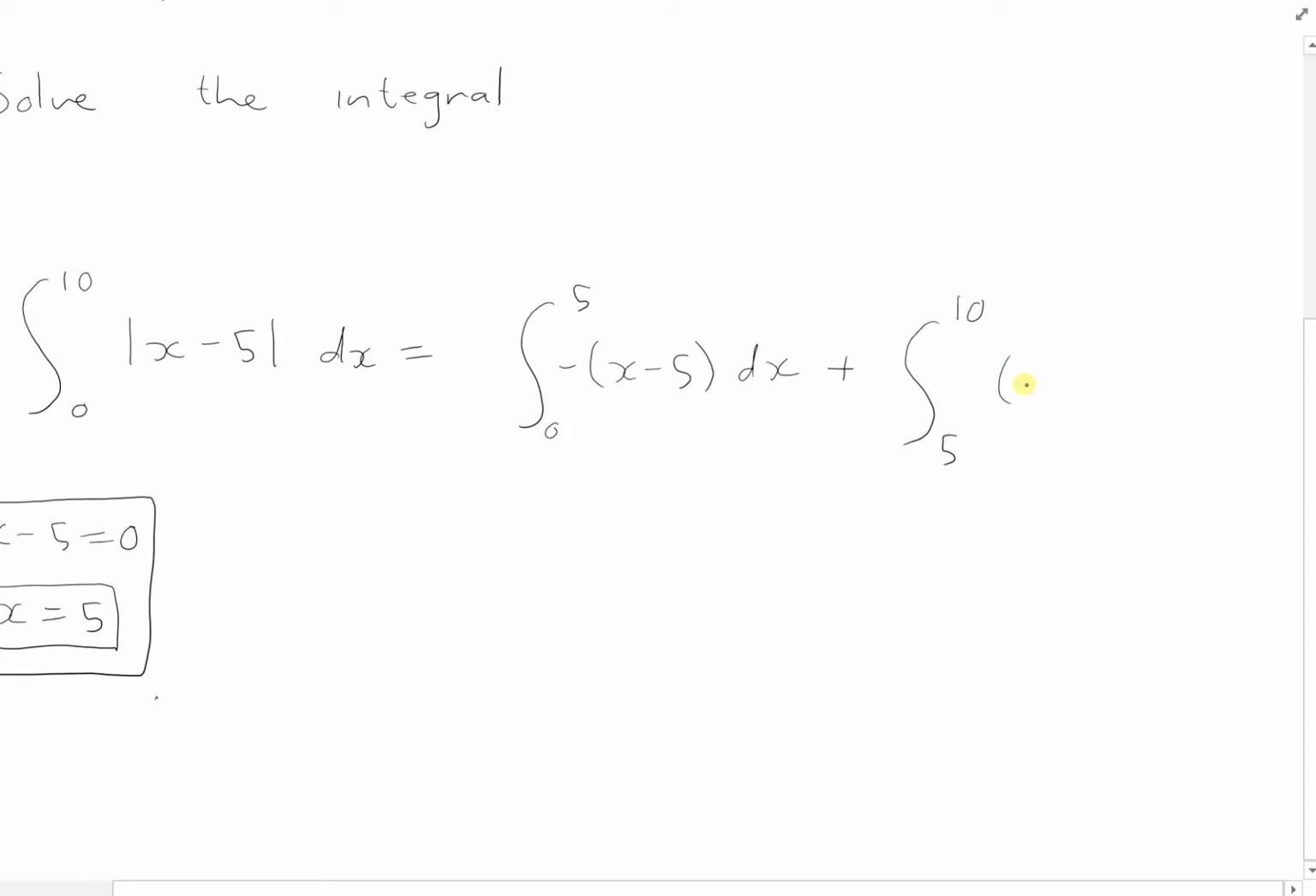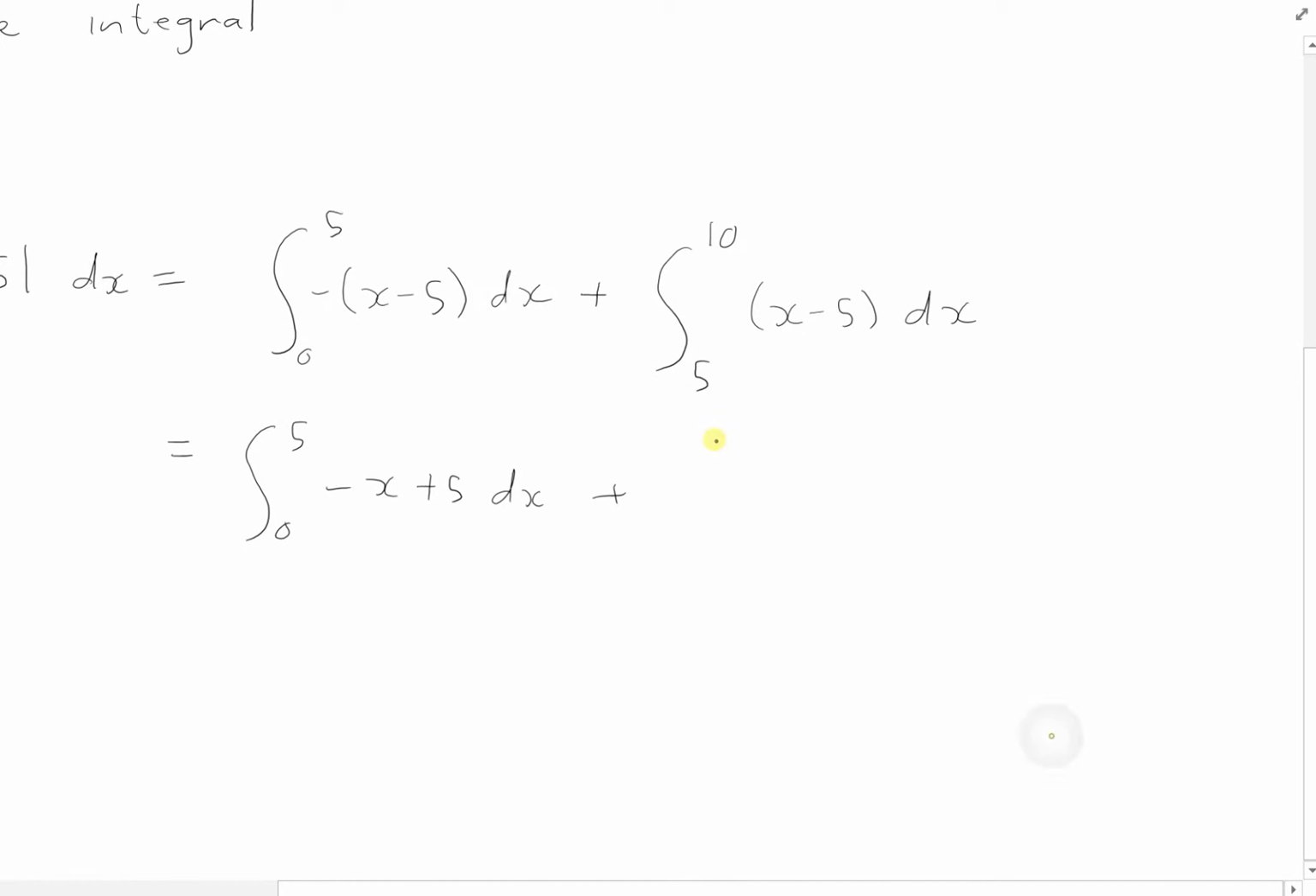So over here we're still going to keep it the same. That's all you have to remember: one of these expressions gets a negative in front of it, and that expression is the one that goes from 0 to 5, from your lower bound to the number you've gotten over here. Now we're going to solve it. First, to make my life easier, I'm going to distribute the negative, so it's the integral from 0 to 5 of negative x plus 5 dx, plus the integral from 5 to 10 of x minus 5 dx.